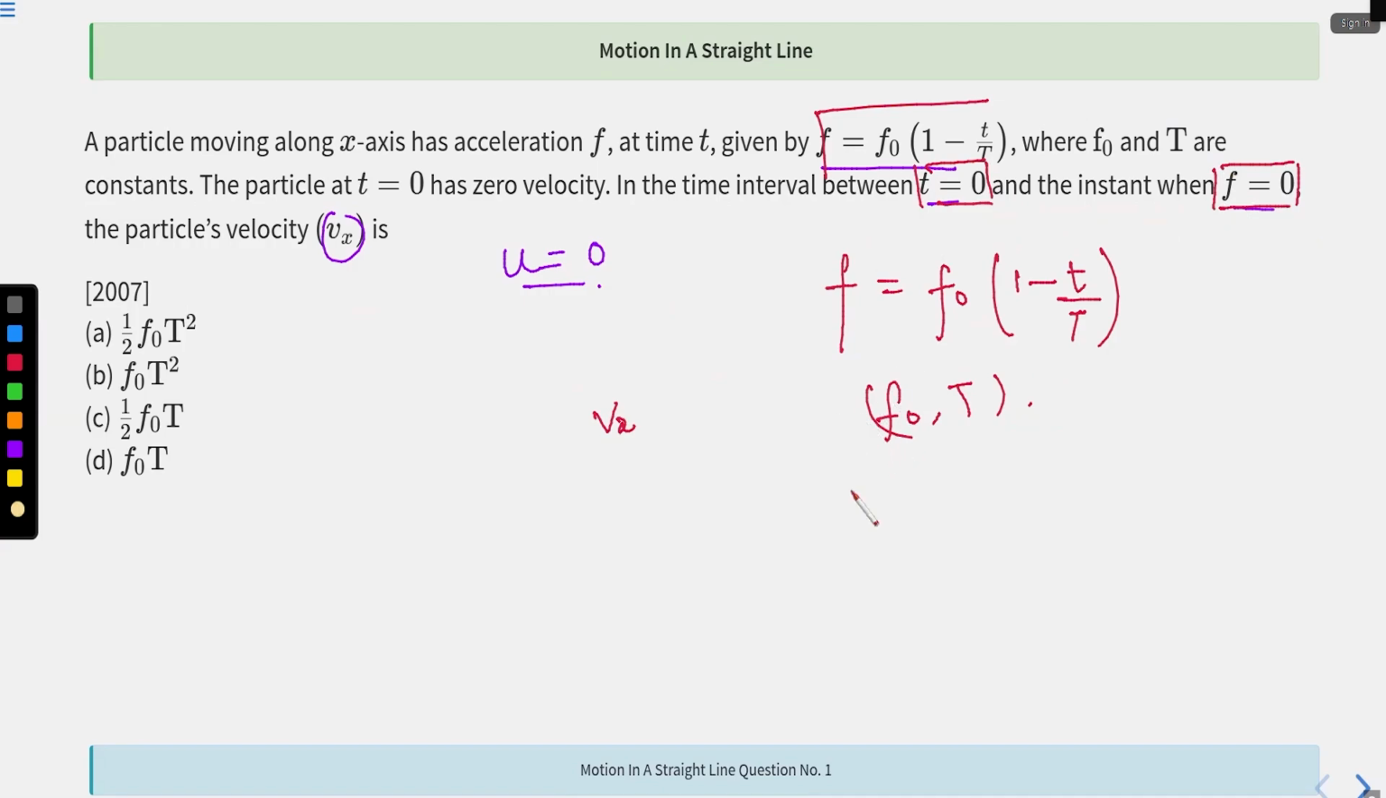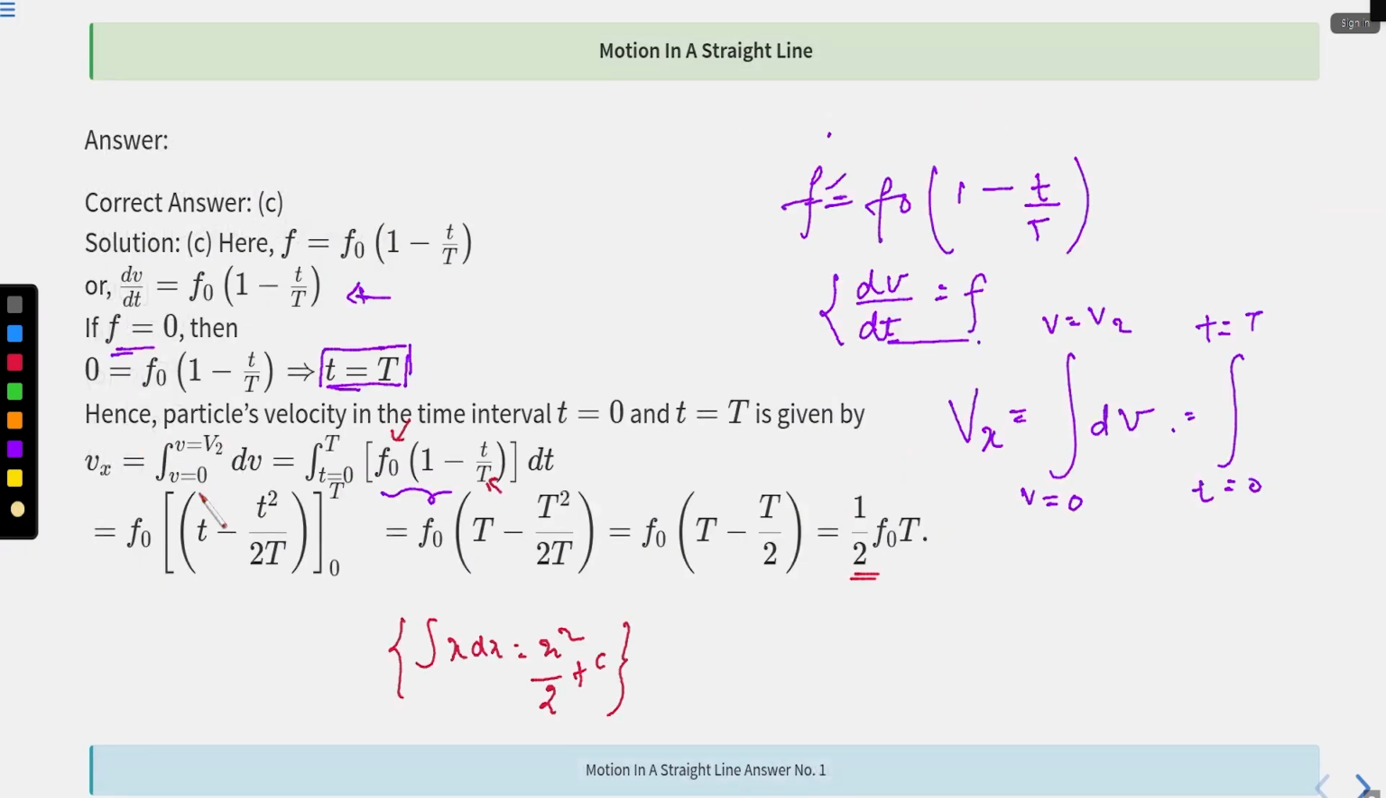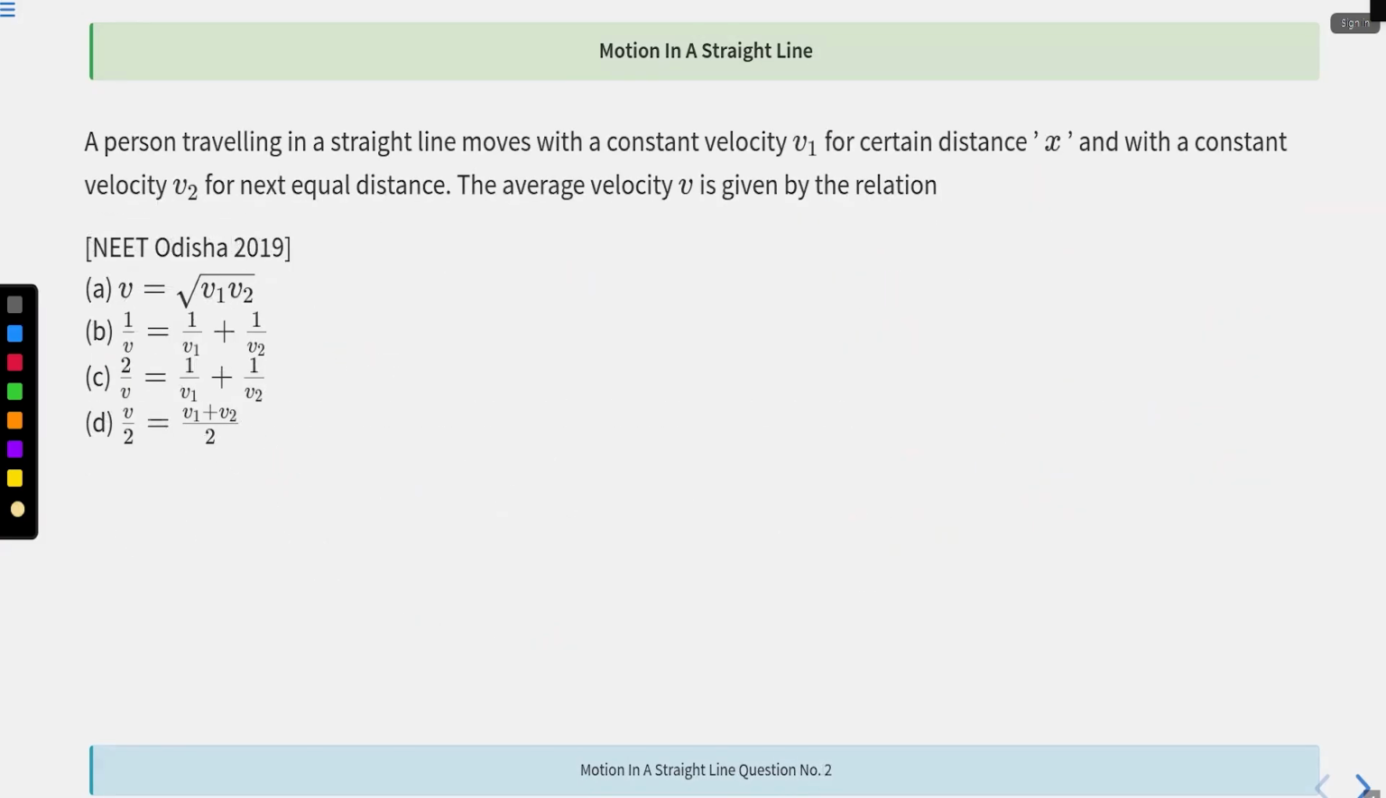So you don't have to do anything. You just have to do dv by dt equals f naught into 1 by t divided by t. Over here, you just have to replace it by 0 and then again integrate in terms of velocity, not in terms of time. All right. Just first bring it in terms of velocity. Once you have brought it in terms of velocity, you have to change it in terms of time. All right. So this one is clear. Let's move to the next question.